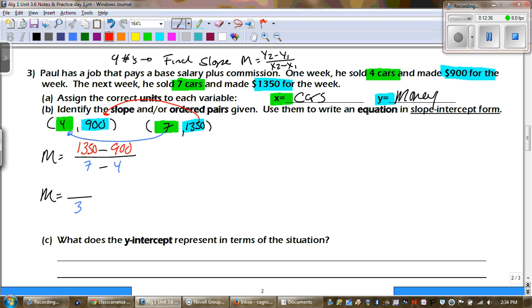Seven minus 4 is 3. You can do the bottom real quick. 1,350 minus 900, you should get 450. And you always want to reduce your slope. So our slope equals 150. Okay, so 150. And remember, it doesn't matter which point you pick. I'm always going to pick the one with the smaller numbers.